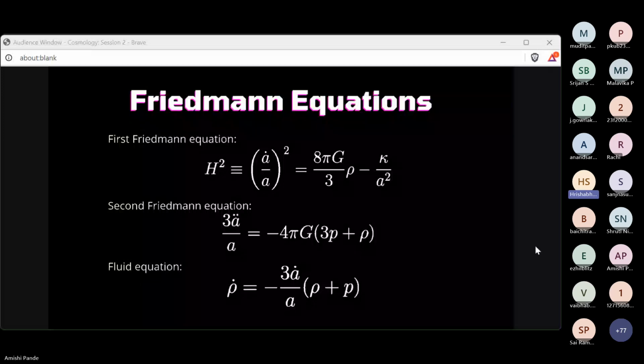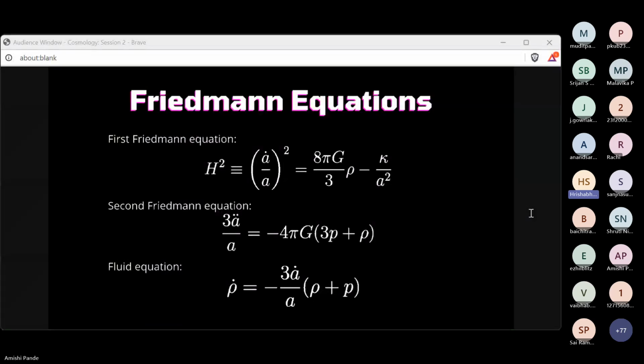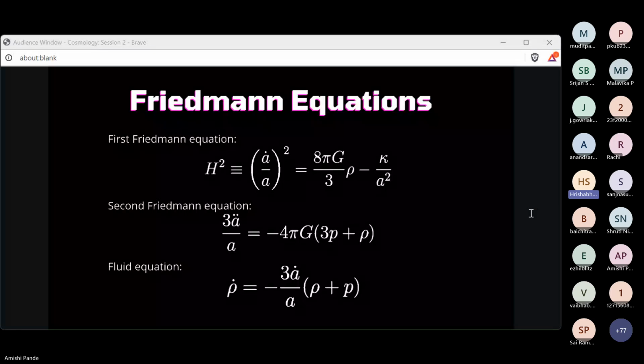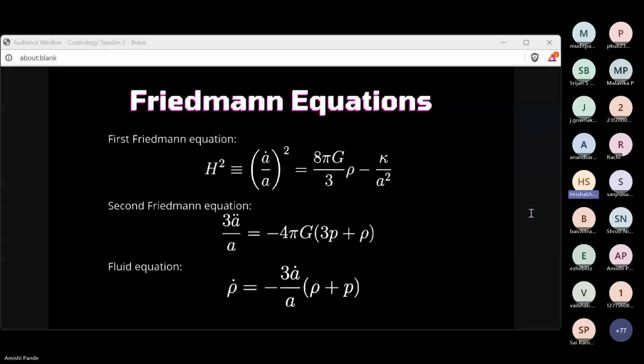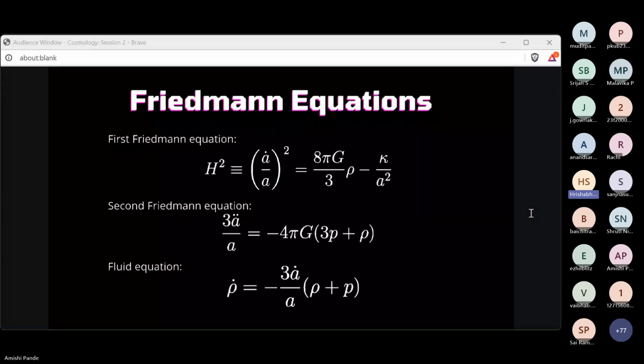Okay. Now coming to the second term. Yeah, we'll get into double dot later. Just like the dot represented a time derivative, double dot represents the double time derivative, or the second derivative. We'll get into that. Before that, the second term of the first Friedmann equation, minus kappa by a squared, takes into account the curvature, because curvature is also something present in the universe. Even if the universe is flat, the value of kappa will be 0. But if you're writing a generic equation, it's good to take everything into account. Later on, we will find out whether kappa takes the value 0 or not.